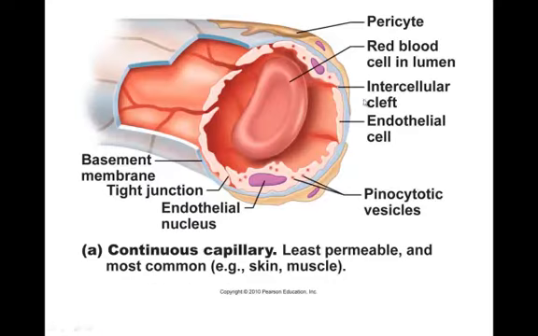So here's our continuous capillary. These are our endothelial cells here. Here's one endothelial cell, here's another, and here's another. They do have tight junctions between the cells, but still substances can easily get through these regions called intercellular clefts. Skin, muscle, brain, that's where we'd find those.